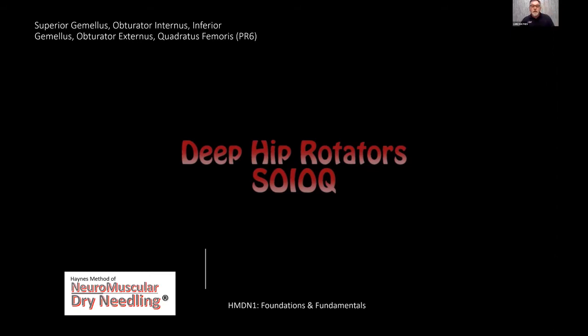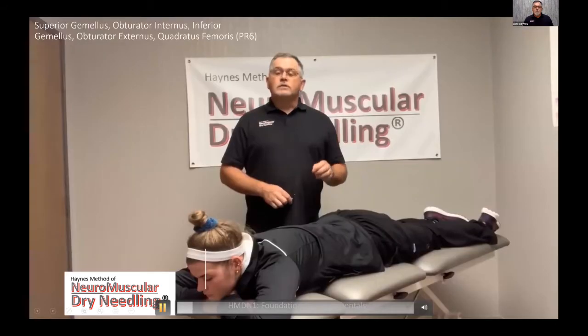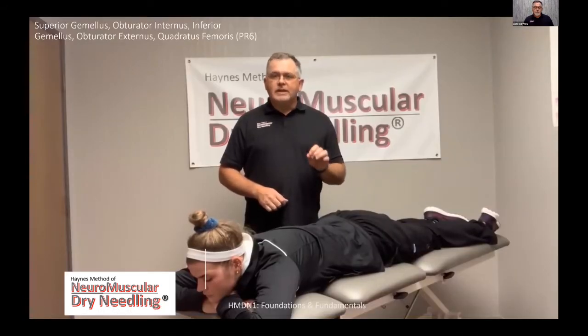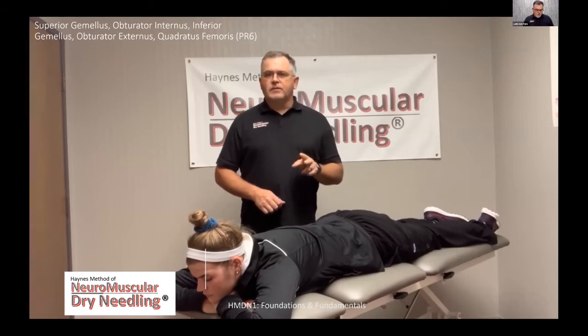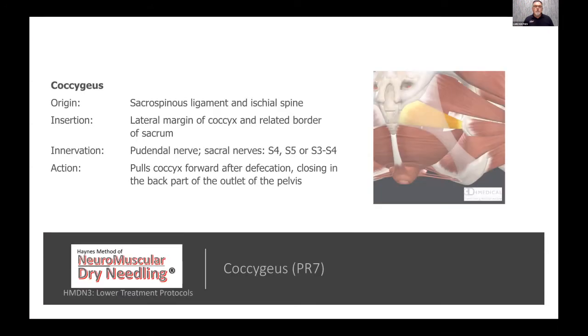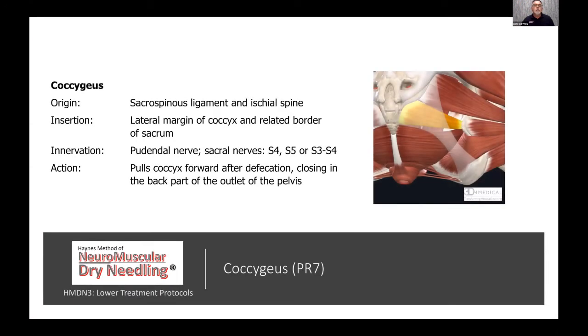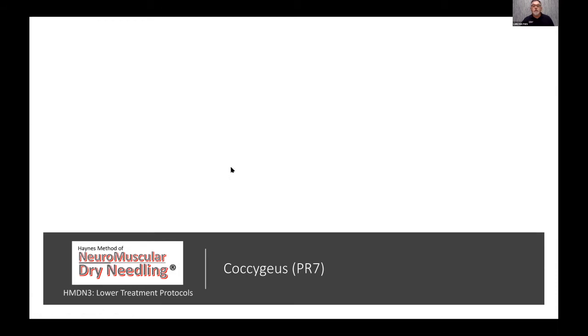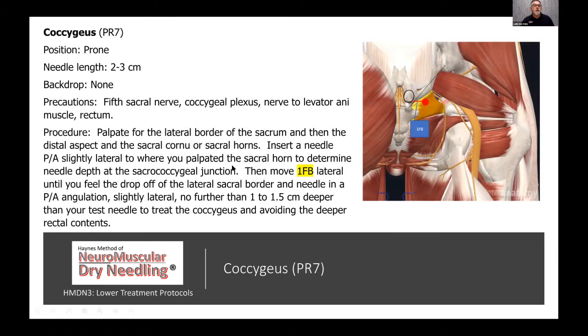So back to the deep hip rotators. We've already looked at the verbiage. Now let's just walk through this as a whole unit: the superior gemellus, the obturator internus, inferior gemellus, obturator externus, and quadratus femoris. We're going to treat this as a single unit. Okay, so we're just discussing it here. We'll look at the actual needle placement momentarily.